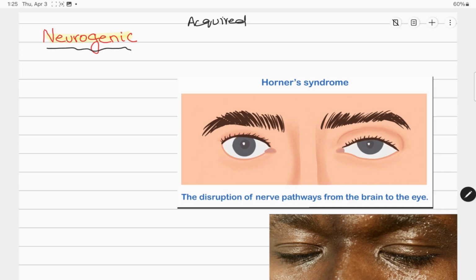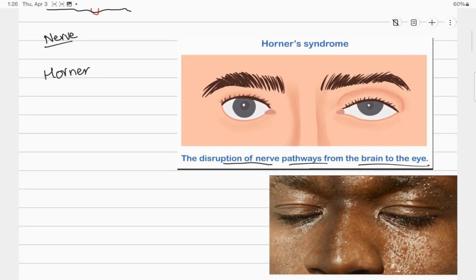First is neurogenic, so there is some problem with the nerves. First we will discuss Horner syndrome. In Horner syndrome there is a disruption of the nerve pathway from the brain to the eye. Mostly it affects the sympathetic one. As you can see in the picture, this is ptosis, and this is normal.